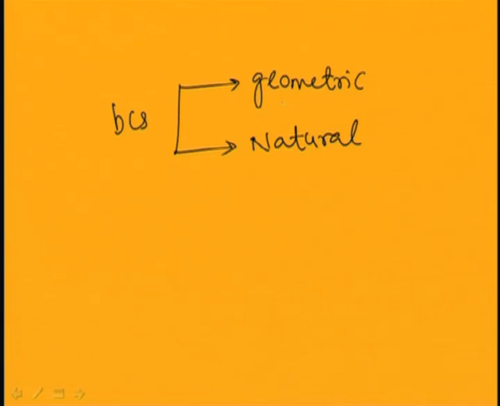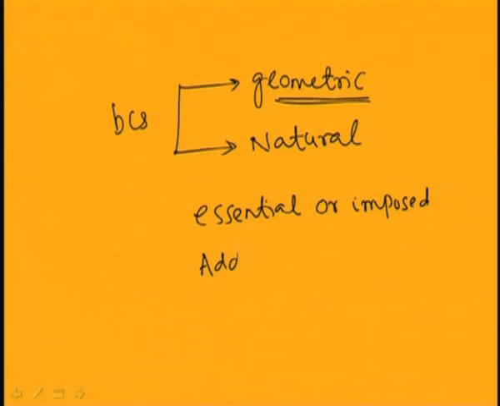These geometric boundary conditions are also known as essential or imposed boundary conditions, and these natural boundary conditions are also known as dynamic or additional boundary conditions.